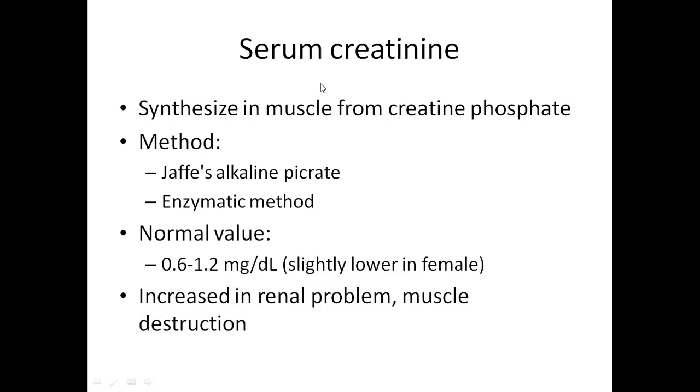Serum creatinine. Creatinine is synthesized from creatine phosphate in the muscle by non-enzymatic conversion, and it is synthesized at a constant rate. The most common method for the assessment of serum creatinine is the Jaffe kinetic method, also known as the fixed time kinetic or second method. The normal value is around 0.6 to 1.2 milligram per deciliter. In females, muscle mass is low, so the value is slightly lower.